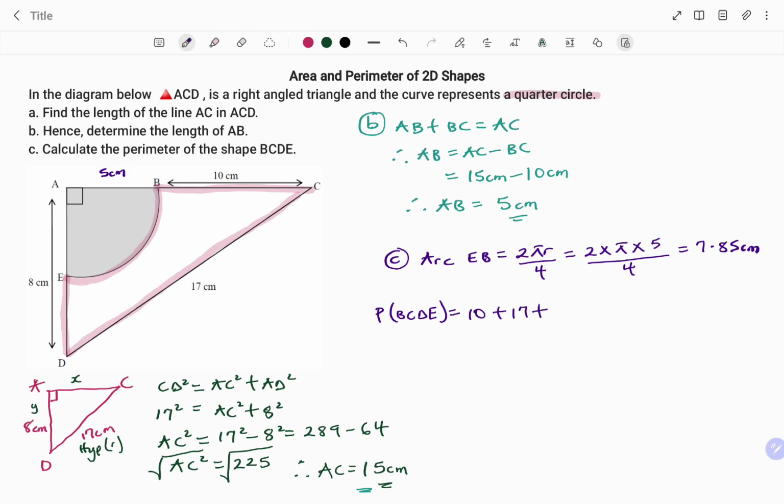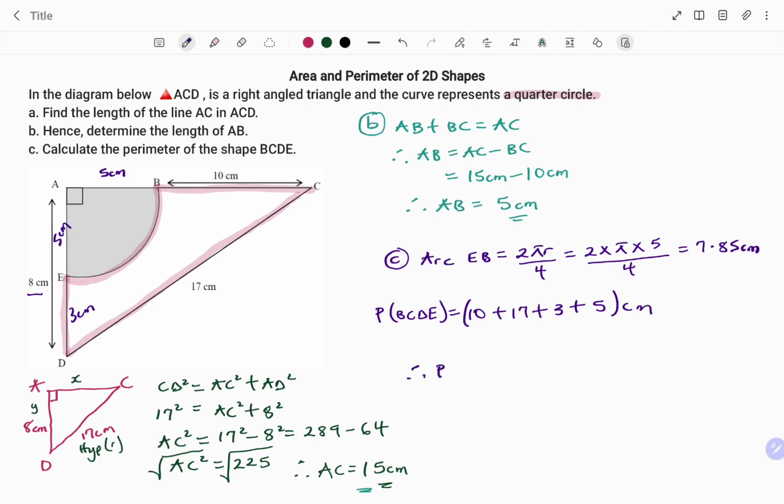Let me go back to DE. If you look at the length, the total length of AD has been given as 8, and we know that the radius of the semicircle, or the quarter of a circle, is 5 centimeters. Therefore, ED will be 8 minus 5, which is 3 centimeters. So I have that as 3, and the arc EB 5, all in centimeters.